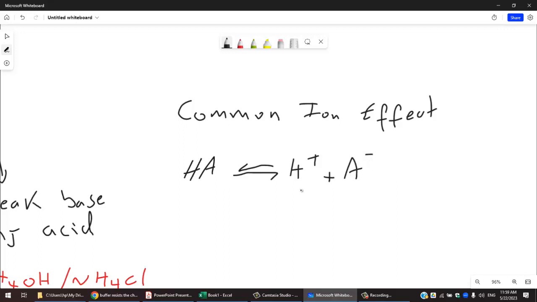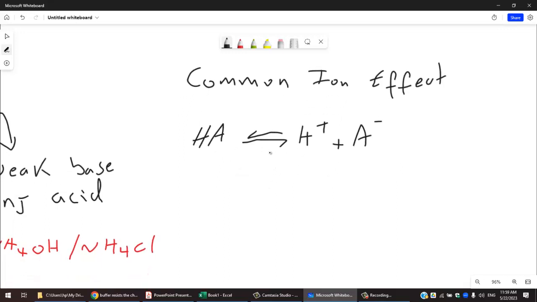So A minus here is the base. Okay, so that's your weak acid. This is the base. You will also have the salt of the acid. So let's say XA, that's a salt, but the salt will be soluble in water, so there is no need for equilibrium here. It's going to be X plus plus A minus.